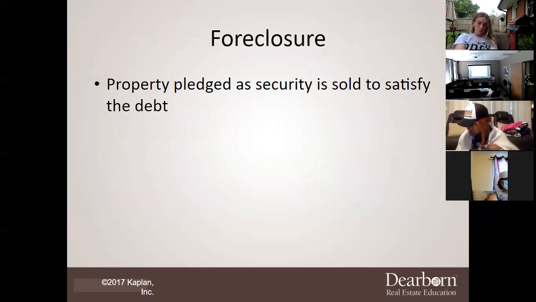Foreclosure, and this is what we were talking about earlier. Your house can be foreclosed on, probably because you didn't pay your mortgage or your promissory note. Property pledged as security is sold to satisfy the debt. In other words, you owe us money, we're taking back the house, and then we're going to sell it so we get our money back for the loan.